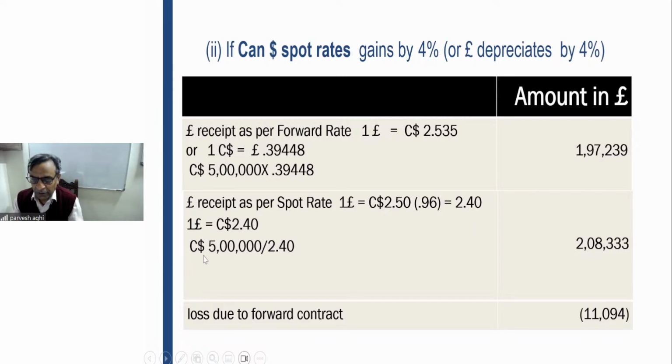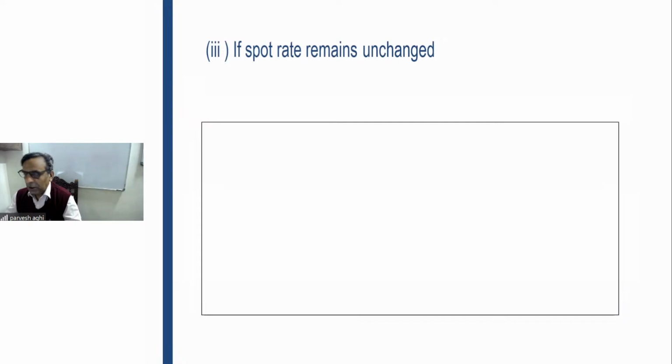Okay. Now we can just calculate 5 lakh divided by 2.4 because the quote is in pounds. So we are actually calculating the receipts in terms of Canadian dollars. So we are going to simply divide. Okay. And then we calculated that he would have got 2,08,333 pounds if he had not taken a hedge. But since he has hedged himself and he's getting only 1,97,000 pounds, he's going to lose money. How much? 11,094 pounds.